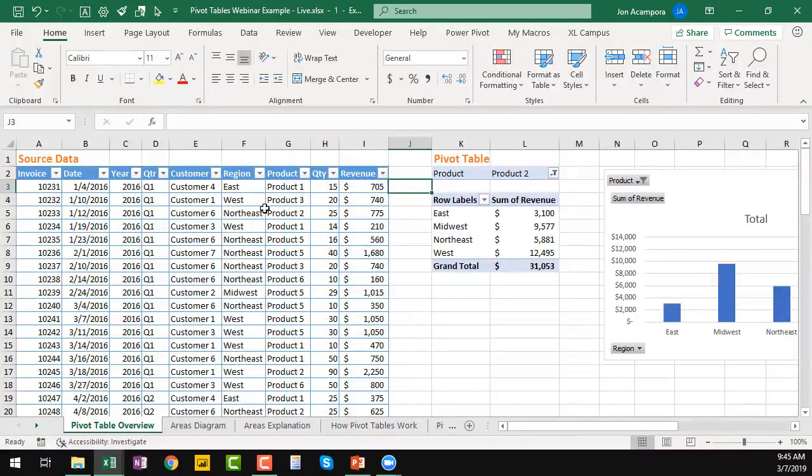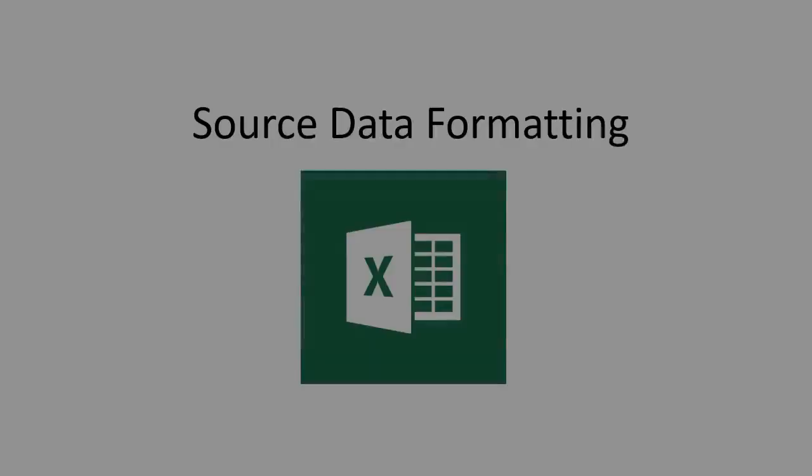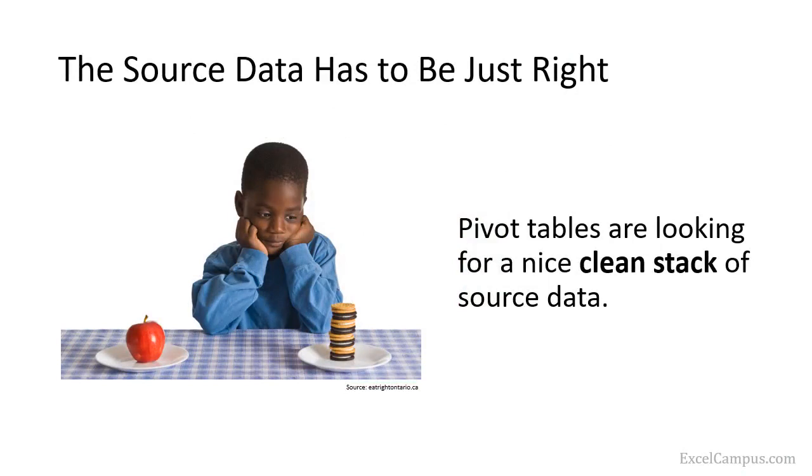But I highly encourage you, if you're already using pivot tables, or if you've inherited a workbook that contains pivot tables that might not be using tables as a source data range, to look into modifying that and creating that table. It'll just make life easier for you in the future. So that was source data formatting. And like I said, that source data has to be just right, because pivot tables are looking for that nice, clean stack of data. I love this picture because I feel like this is what a pivot table is looking for.